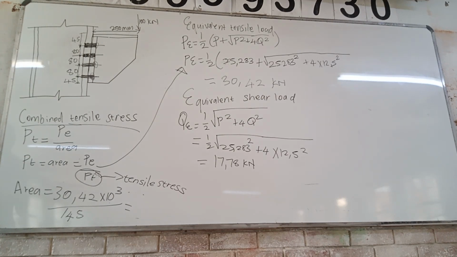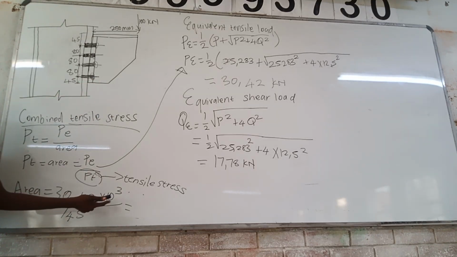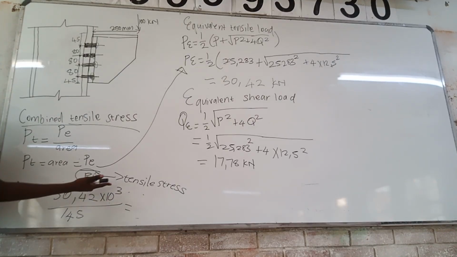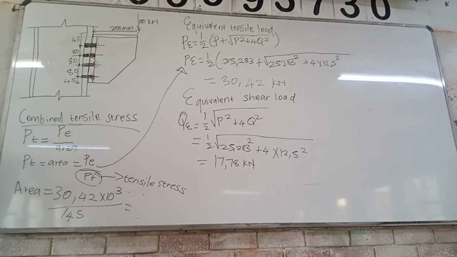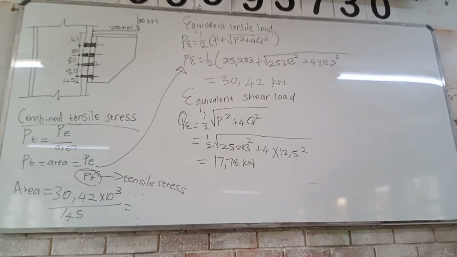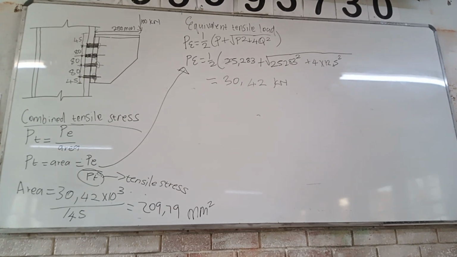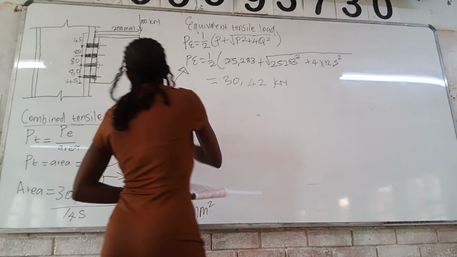So now we are calculating the combined tensile stress. The formula is area is equal to PE divided by PT. We are looking for the area. What is our PE? We calculated it earlier, and it was in kilonewtons, so we need to multiply by 10 to the power of 3. PT is the tensile stress, given in the data as 145. Our area is in millimeters squared, 209.79 again.